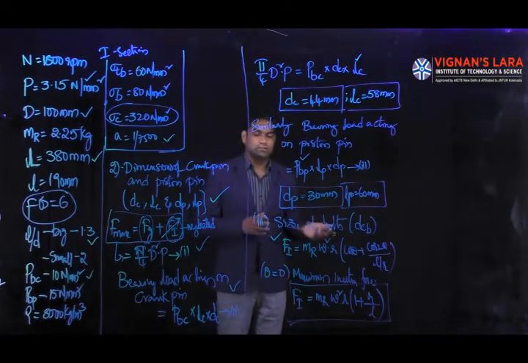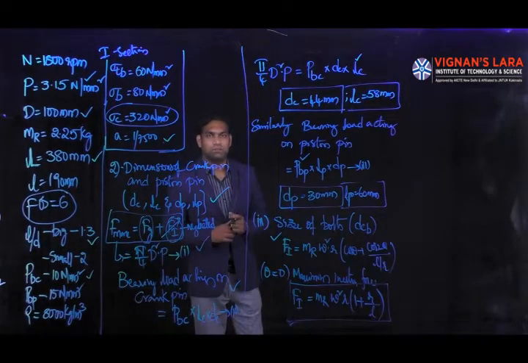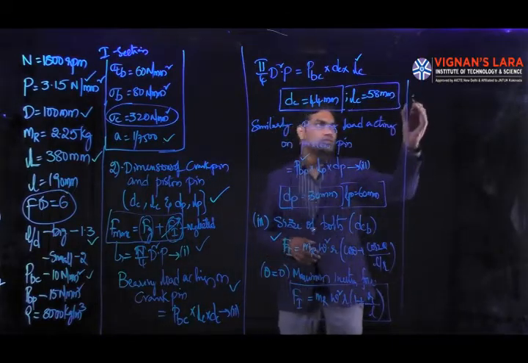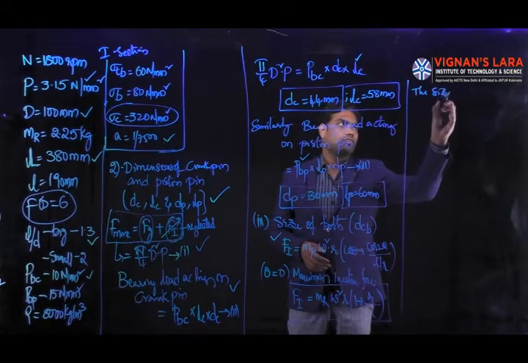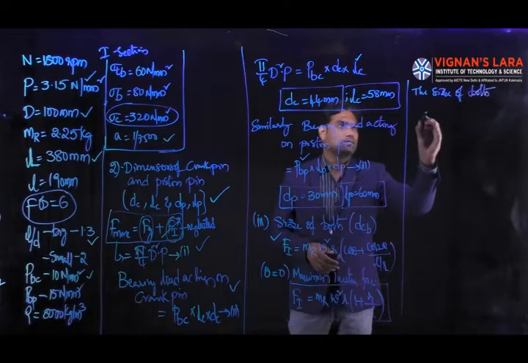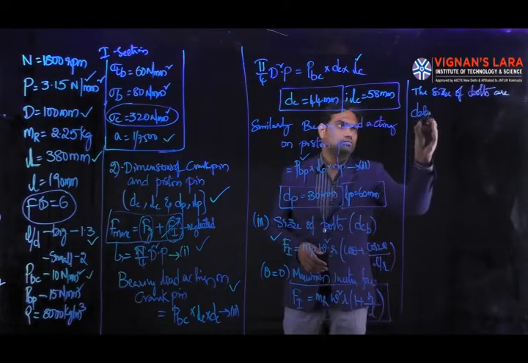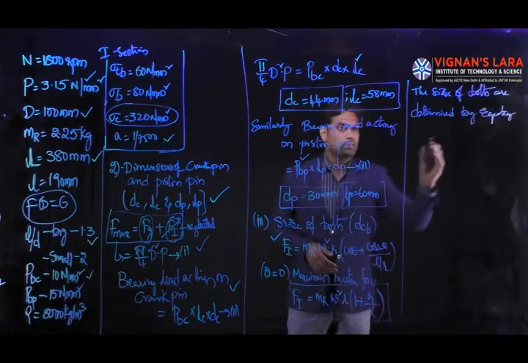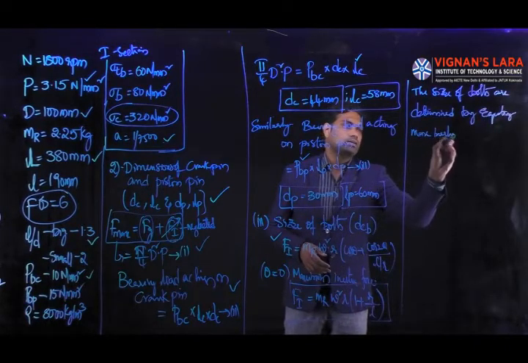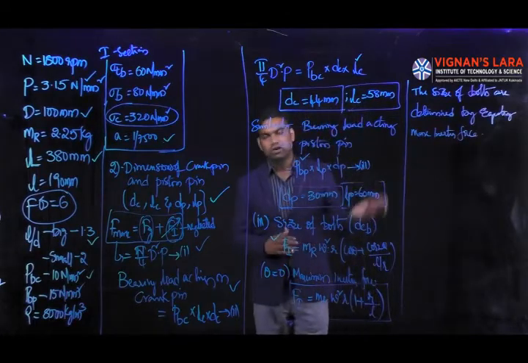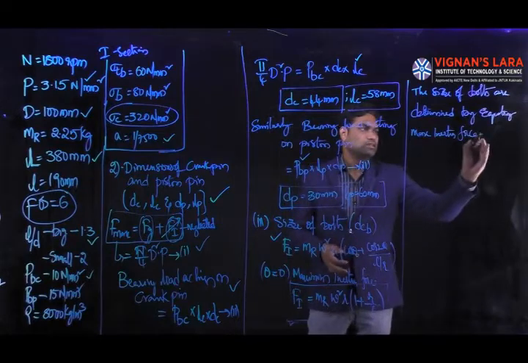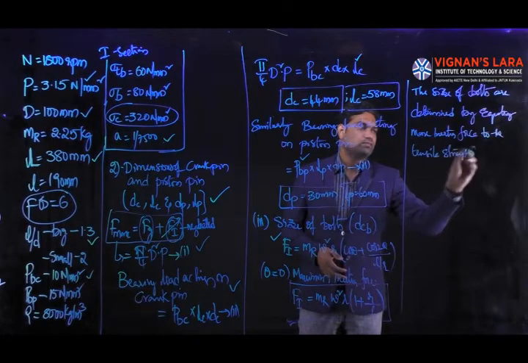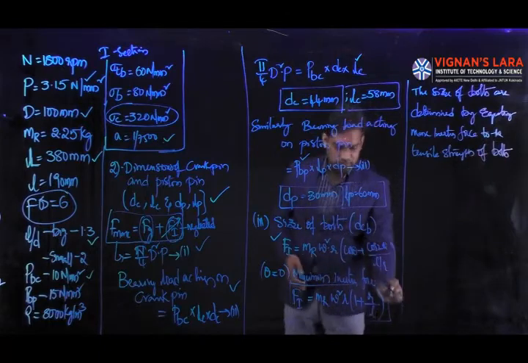So by equating the maximum inertia force acting on the connecting rod to the tensile strength of bolts, we are going to calculate the diameter of bolts. So let us see. We can write the statement here: the size of bolts are determined by equating the maximum inertia force, or you can also write the inertia force when the piston is at top dead center, so that gives the maximum inertia force, to the tensile strength of bolts.